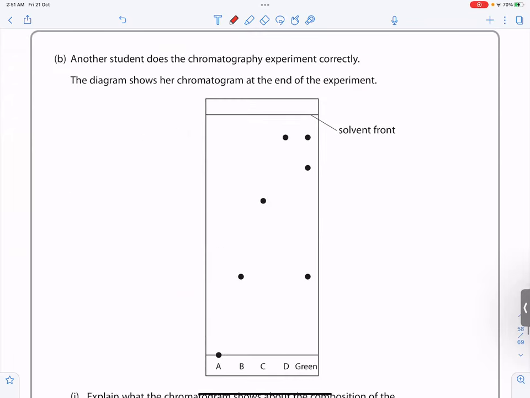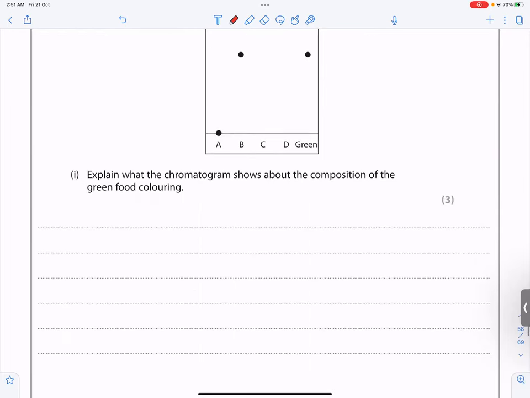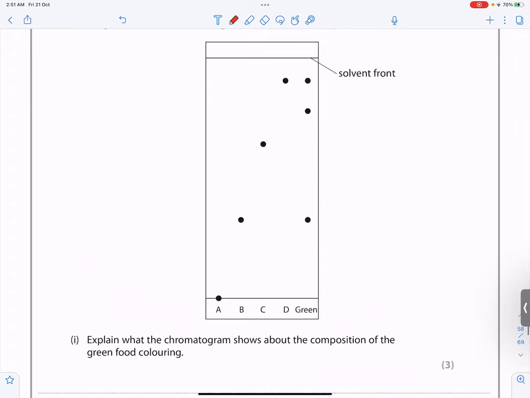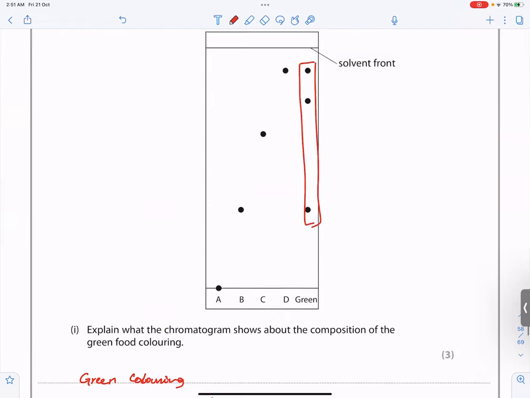Another student does the chromatography experiment correctly and the diagram shows her chromatogram at the end of the experiment. Explain what the chromatogram shows about the composition of green food coloring. First, how many dyes does the green food coloring have? Three dyes. So here the green coloring contains three dyes.